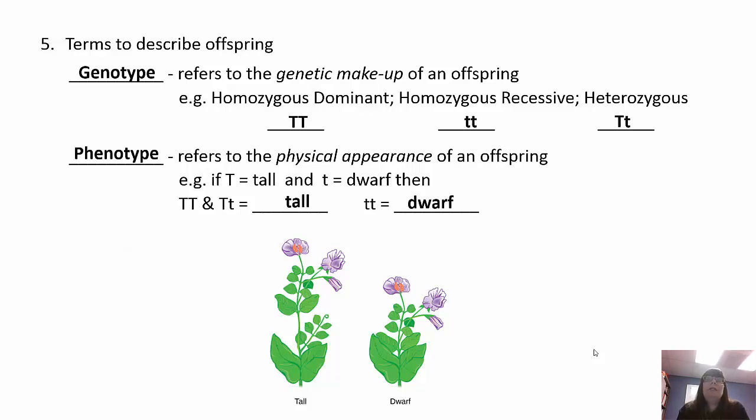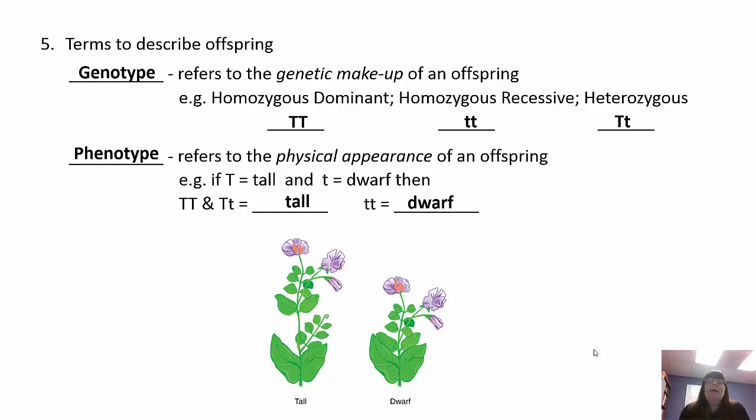Genotype refers to the genetic makeup of an offspring, so the particular genes that the offspring has. So again, homozygous dominant is big T, homozygous recessive is little t, and heterozygous is big T, little t. Phenotype refers to the physical appearance of an offspring, so remember pheno-physical. We'll start with the PH. Genotype, genes. So the physical appearance, we're talking if it's tall versus dwarf, if it's purple or white.